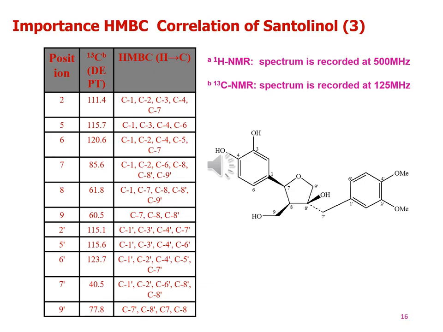Proton 2 prime shows correlation with carbon 1 prime, carbon 3 prime, carbon 4 prime and carbon 7 prime. Proton 5 prime shows a correlation with carbon 1 prime, carbon 3 prime, carbon 4 prime and carbon 6 prime. Proton 6 prime shows a correlation with carbon 1 prime, carbon 2 prime, carbon 4 prime, carbon 5 prime and carbon 7 prime. Proton 7 prime shows a correlation with carbon 1 prime, carbon 2 prime, carbon 6 prime, carbon 8 prime and carbon 9 prime. And finally, proton 9 prime shows correlations with carbon 7 prime, carbon 8 prime, carbon 7 and carbon 8. Now, these are the general correlations of the protons to the carbons, which confirm the structure of the lignin molecule.